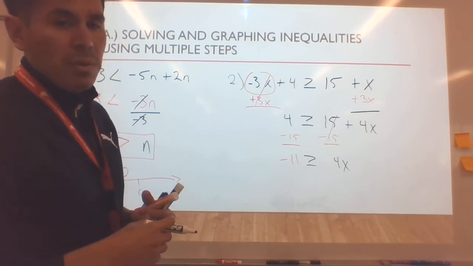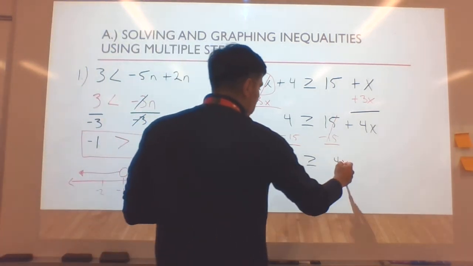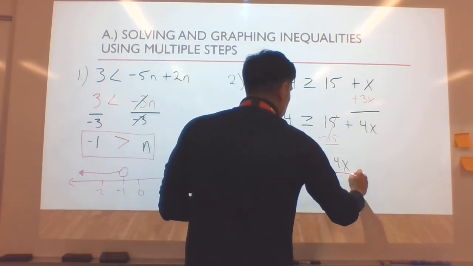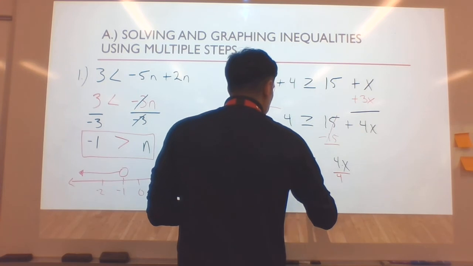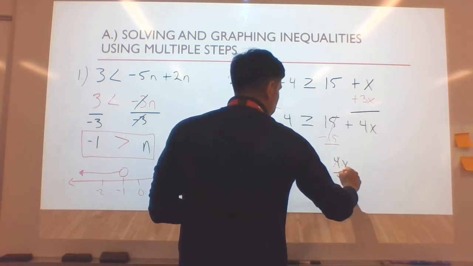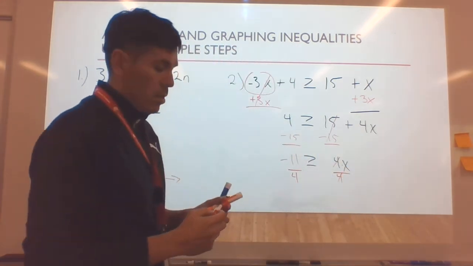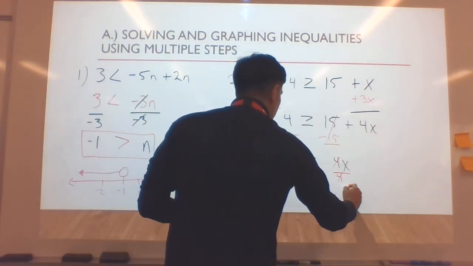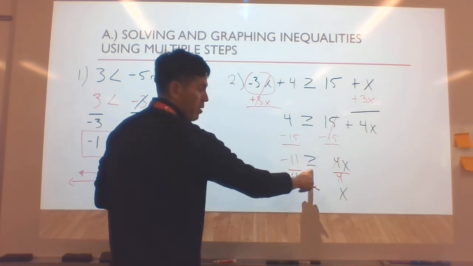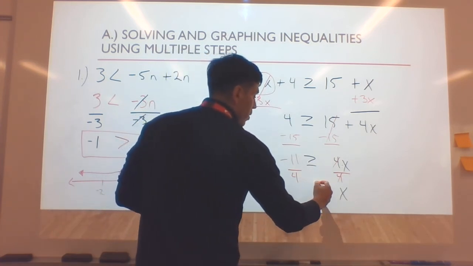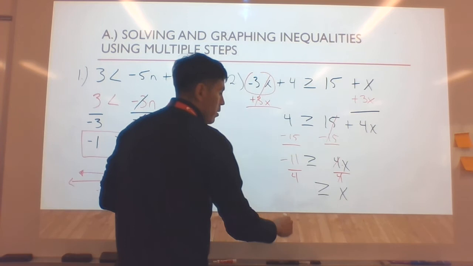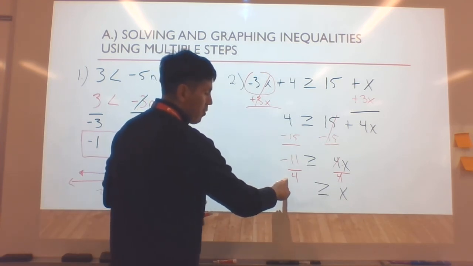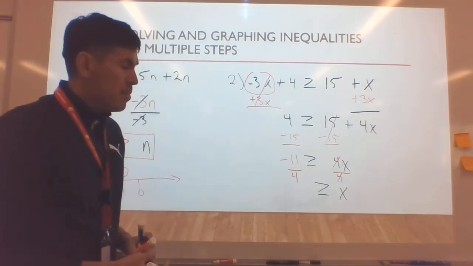Again, what do we do with our 4? We're multiplying by 4. What's the inverse of multiplying by 4? It's dividing. Four divided by 4 is just 1. So we're left with x. We didn't multiply or divide by a negative, so the inequality symbol is still the same. And you can just leave negative 11 over 4 in improper fraction form.